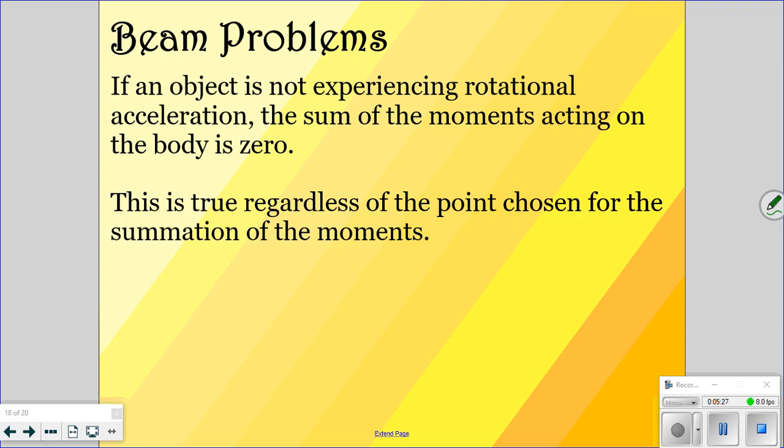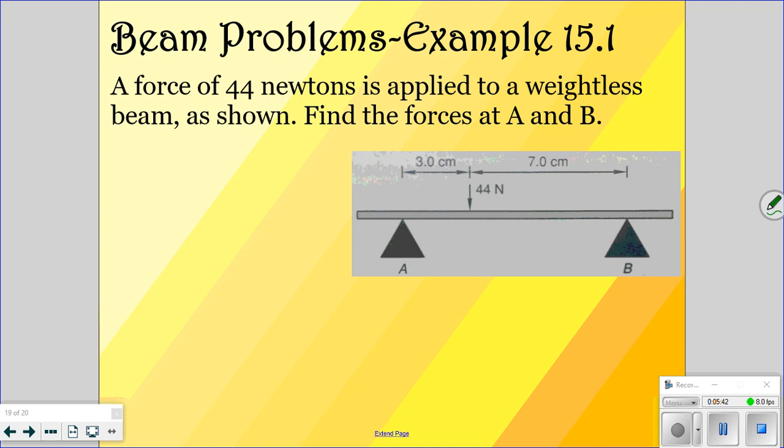And that's going to be true regardless of the point that you choose for your summation. So when we get to our beam problems, no matter where you put the dot on the beam, if the beam is not moving, everything has to balance out. So let's look here. We have a force of 44 newtons applied to a weightless beam, and we want to find the forces at A and B.